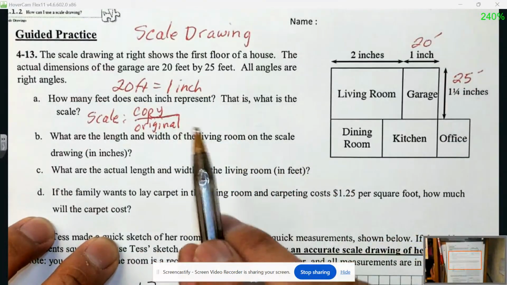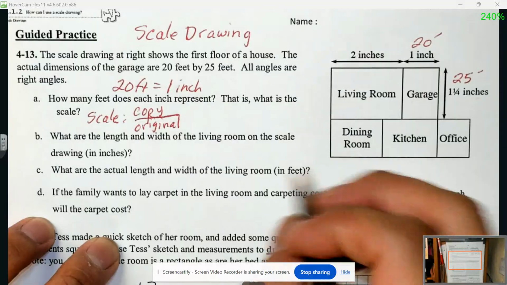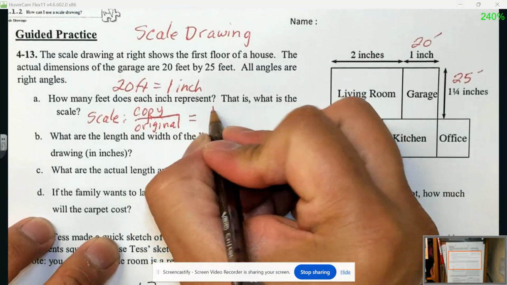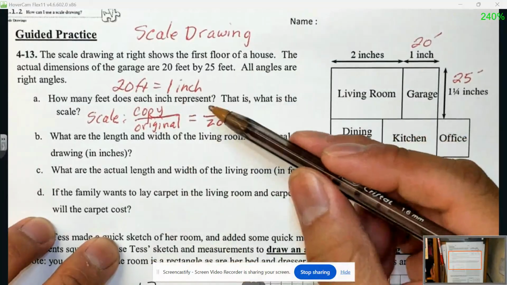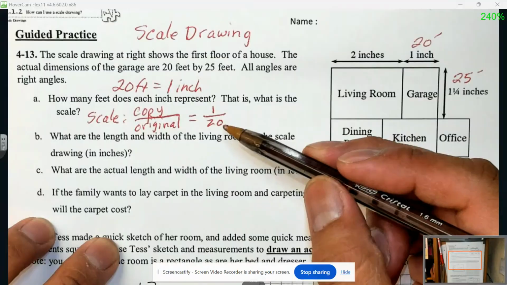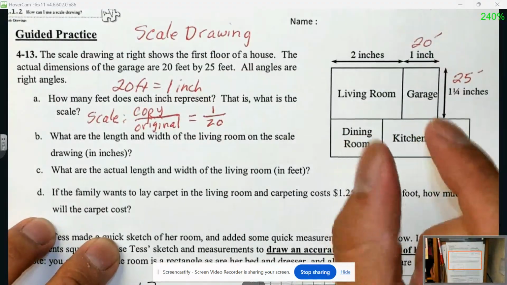So in this case, the scale would be the copy, which is the 1 inch, and the original, which is the 20. So this ratio would be 1 to 20, right? And then the numerator's smaller than the denominator, so we know that it's a decrease in size when you're talking about the drawing.